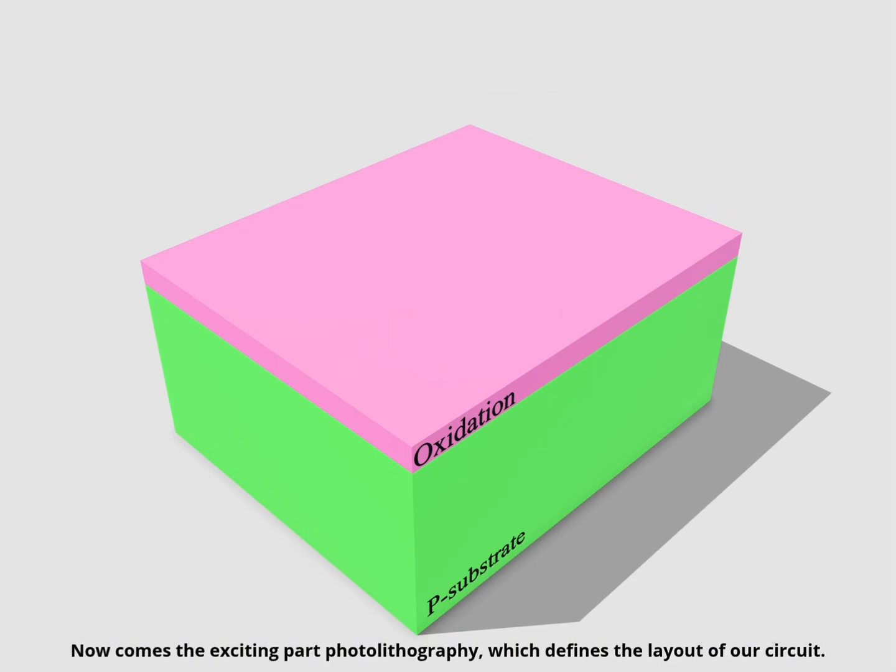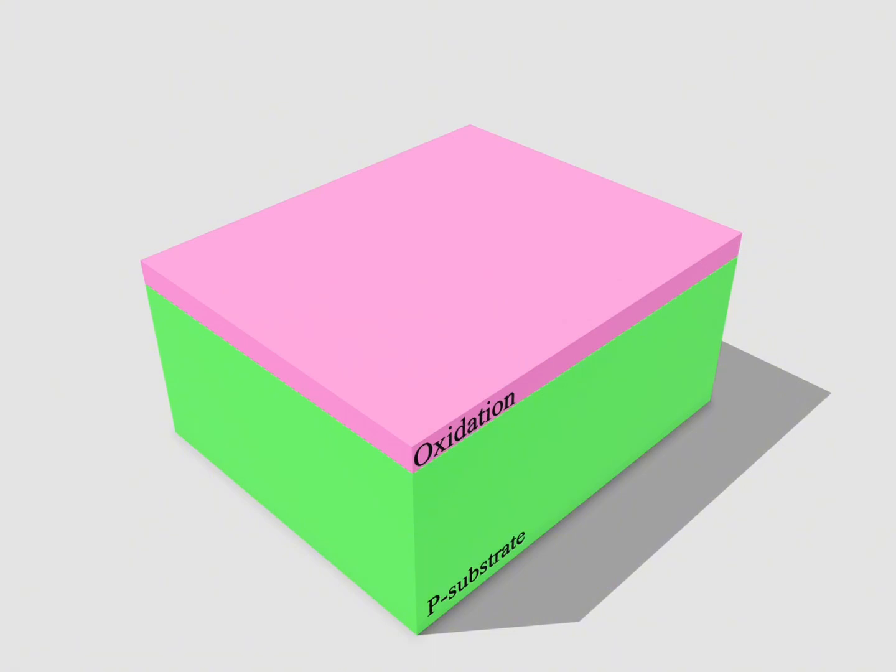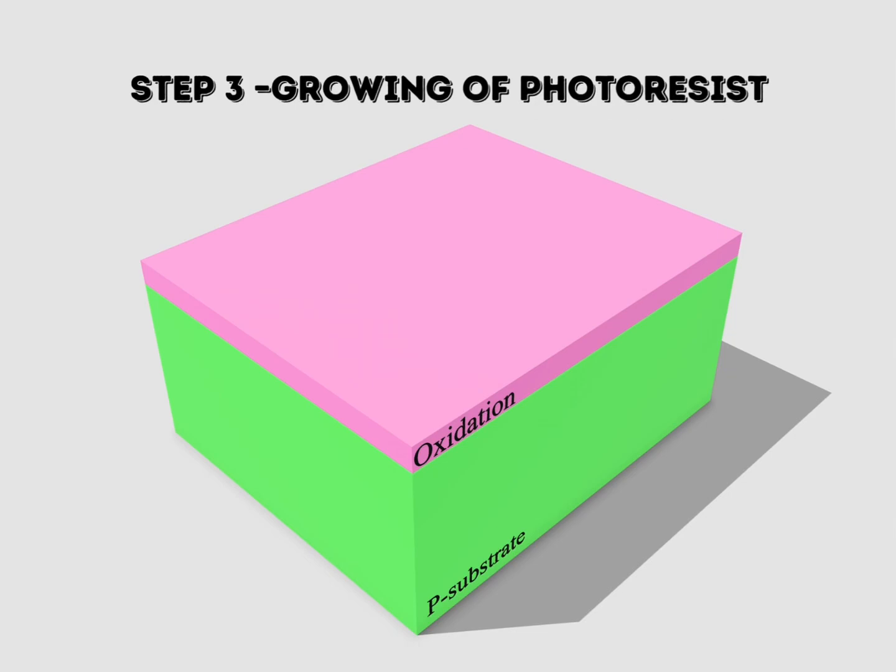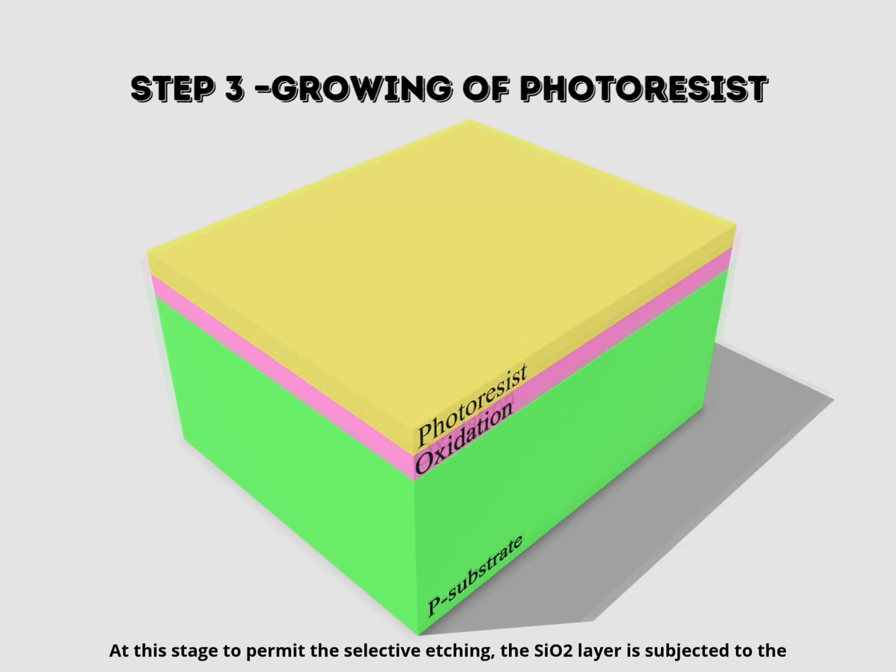Now comes the exciting part, photolithography, which defines the layout of our circuit, from step 3 to step 5. Step 3. Growing of photoresist. At this stage, to permit selective etching, the silicon dioxide layer is subjected to the photolithography process. In this process, the wafer is coated with a uniform film of a photosensitive emulsion.